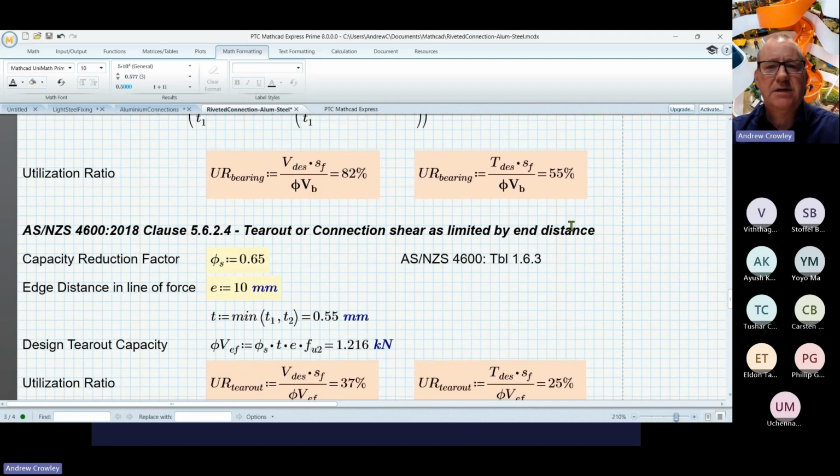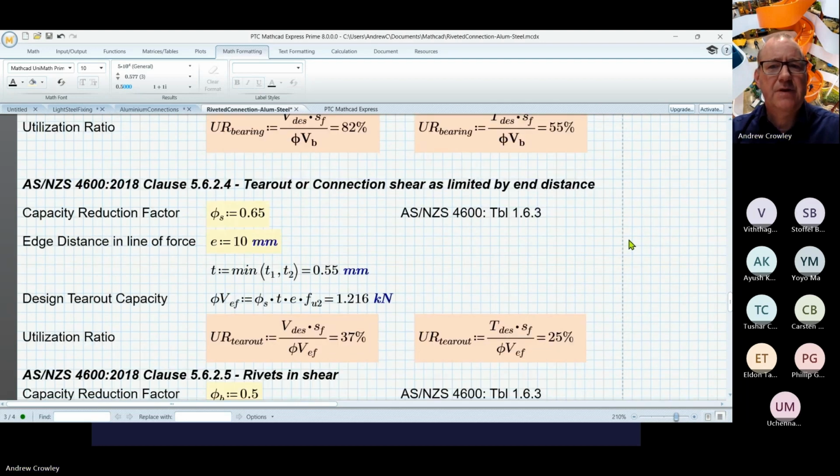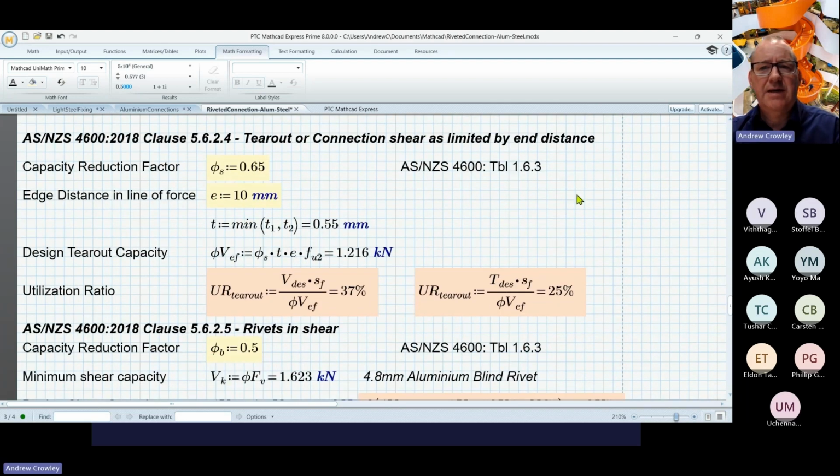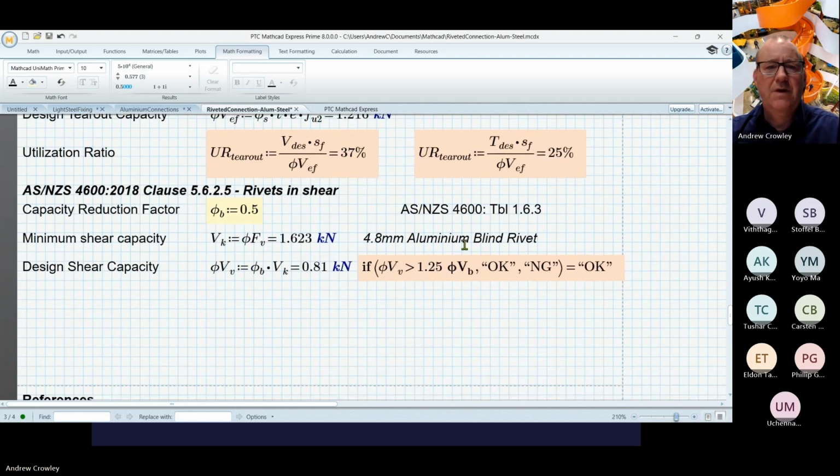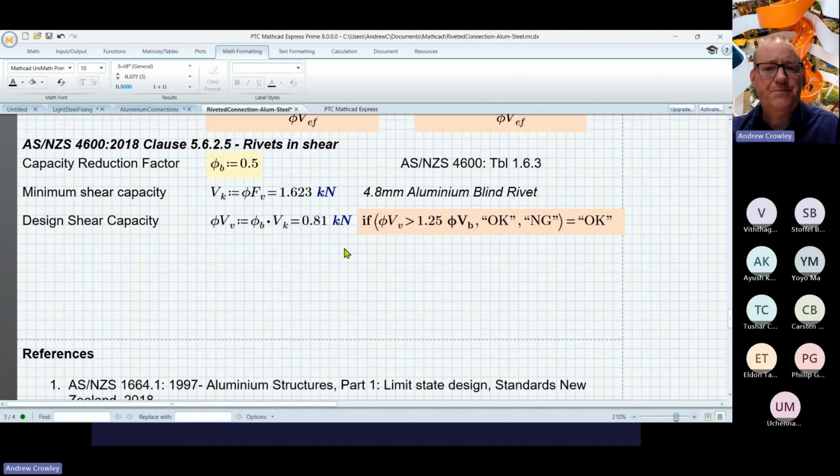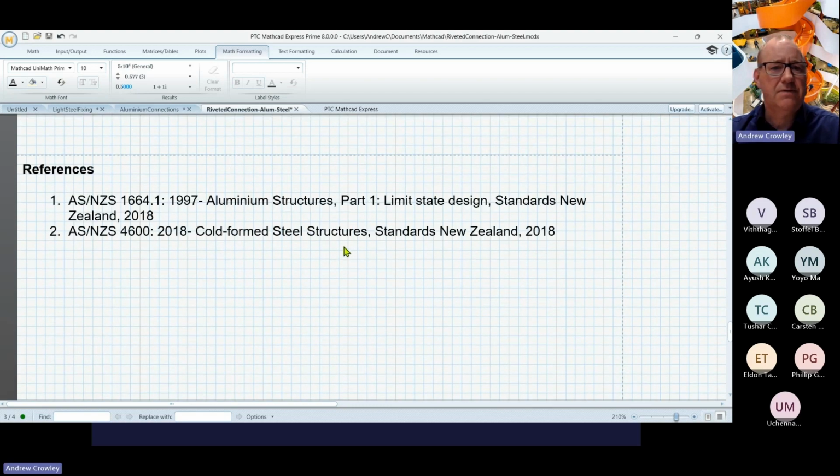So our utilization has come through. In shear, it's 82%, and bearing against tension, it's 55%. If you're looking at limiting by end distances, here's the equation from clause 5.6.2.4. And a quick check on the rivet, again, just the rivet itself in shear, not normally a problem. And those are the references.